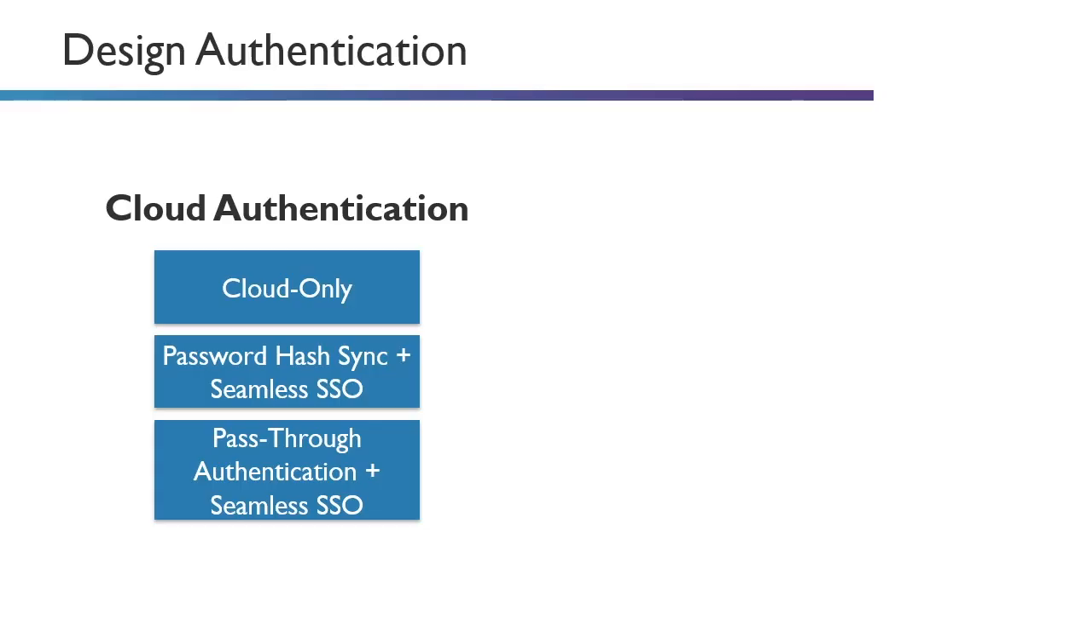Then we have pass-through authentication. So this is a simple password validation for Azure AD authentications, but it uses a software agent that runs on premises. And so at sign-in, your authentication is passed through to that agent, which in turn validates with your domain controller. So the validation doesn't happen in the cloud here. It actually happens on premises.